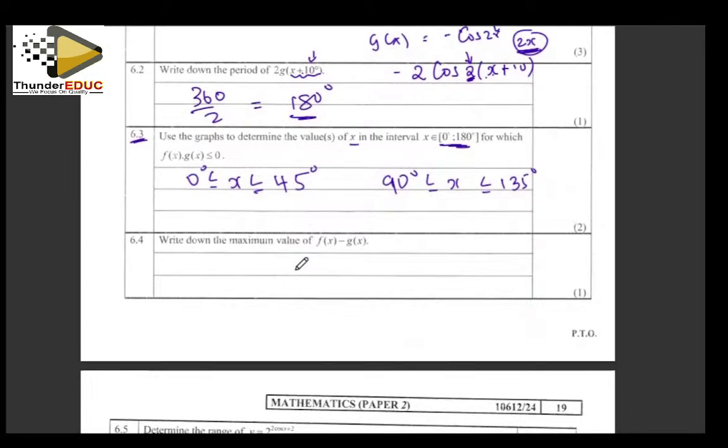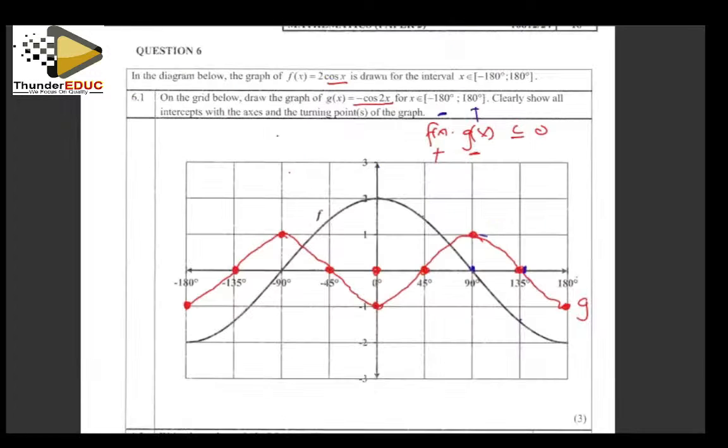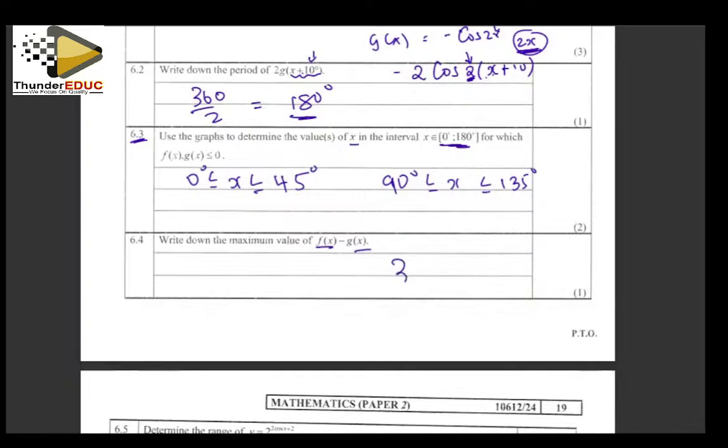Then 6.4, determine the maximum value of f of x minus g of x. So when we say f of x minus g of x, it's like the difference between them. When I subtract at this point, I have just a 1. Then here I have something like 1,5. And I think this is the biggest difference between the two graphs, okay? So this is 2 units and then plus 1 unit, which gives us 3 units. How many marks is it? 3 marks. It's 1 mark for 3 units.